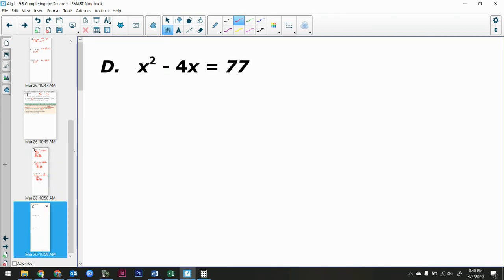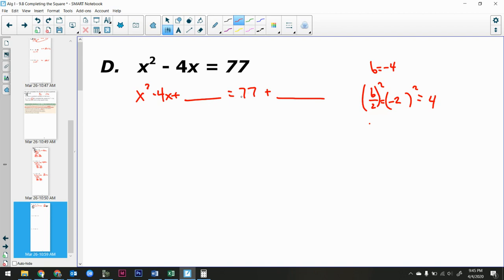Okay, take a look here. Next problem. You're going to notice that we're going to do a lot of repetition here. Repetition is key when learning both completing the square and using the quadratic formula, which we'll learn next in section 9.9. So I've got x squared minus 4x. I'm going to add something here and something here. What is that something? Well, b is negative 4, so b over 2 is negative 2. And when I square it, I get positive 4. So positive 4 gets added to both sides.